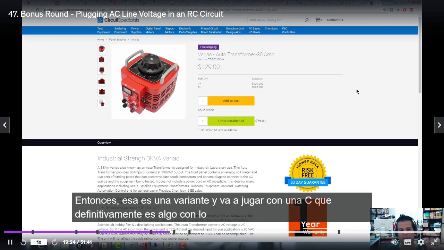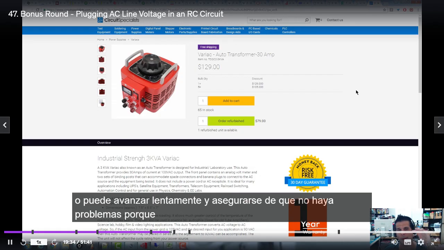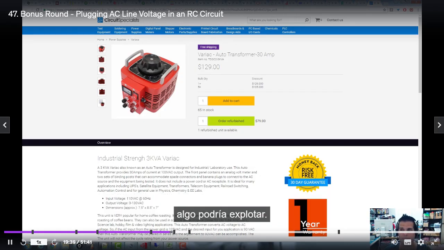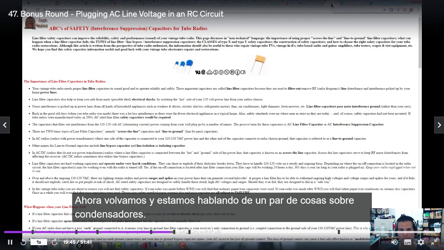And if you're going to play with AC, that's definitely something you want to mess with. The reason why is because it helps you experiment with your AC experiments without just turning the power to full power. You can slowly work your way up and make sure there's no problems, because something could explode. Okay, so that's that. Now, let's go back, we were talking about a couple things about capacitors.